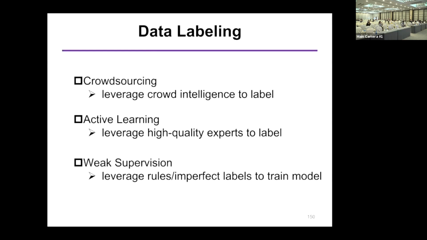So we categorize the data labeling into 3 groups. One is crowdsourcing. It leverages the crowd intelligence to label the data. And the second one is active learning, which pairs high-quality experts to label. And the final one is weak supervision, which leverages rules and imperfect labels to directly train the model.